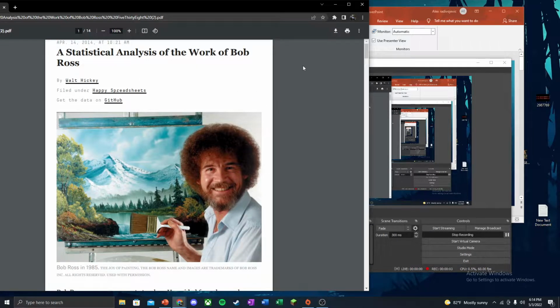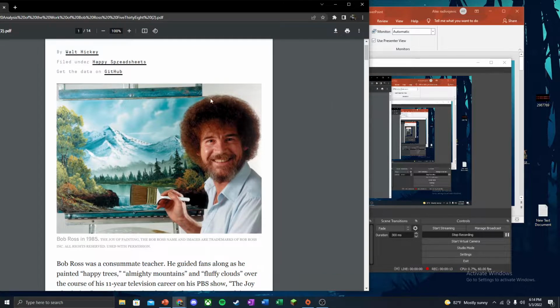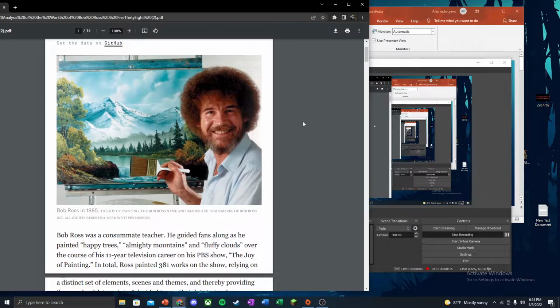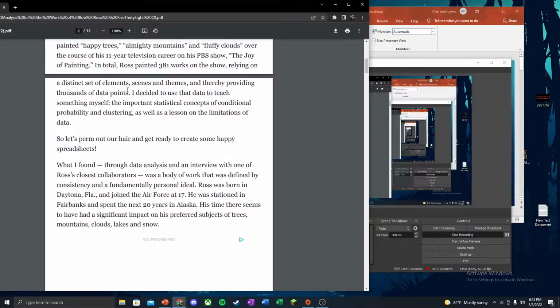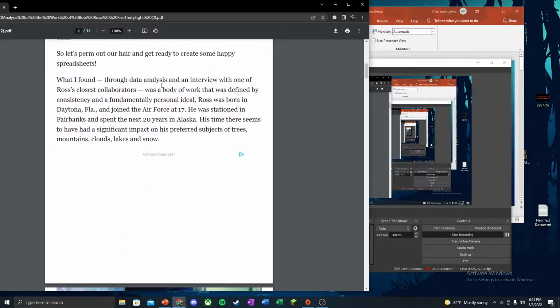Hello, today I'm going to be presenting my statistics project on the article A Statistical Analysis of the Work of Bob Ross by Walt Hickey. In this article, we're given some background information about what Bob Ross did on his show, in which he painted hundreds of paintings, about 381 to be exact.